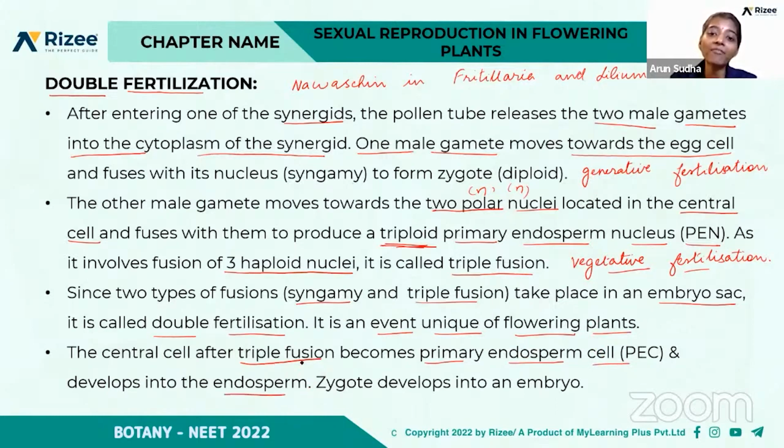This is happening after fertilization, that is, post-fertilization structure. And the zygote develops into what? The embryo, right? And the ovule forms the seed, and the ovary forms the fruit. All these are post-fertilization events or post-fertilization structures. So I hope you're clear with this till now, right?